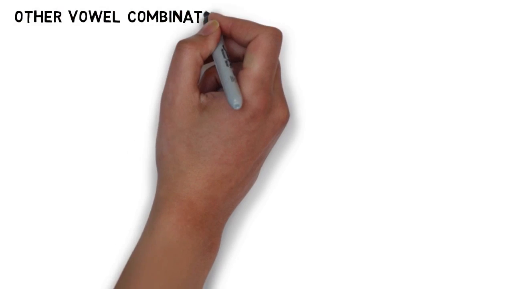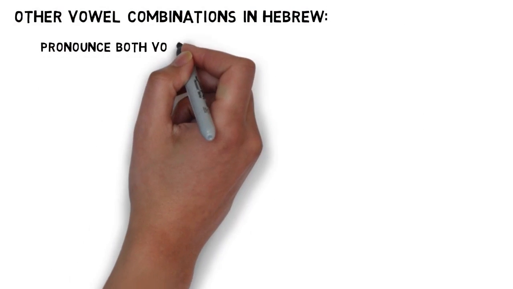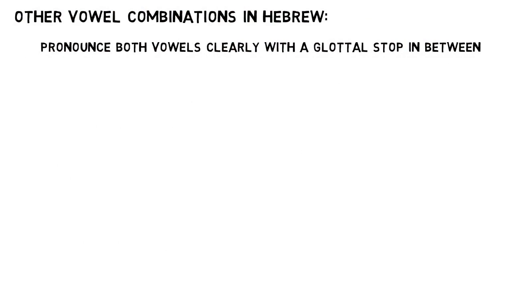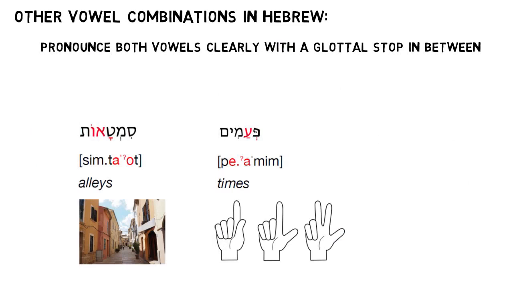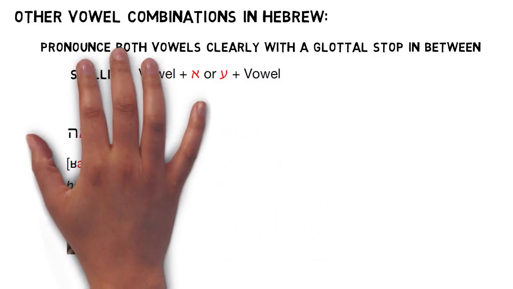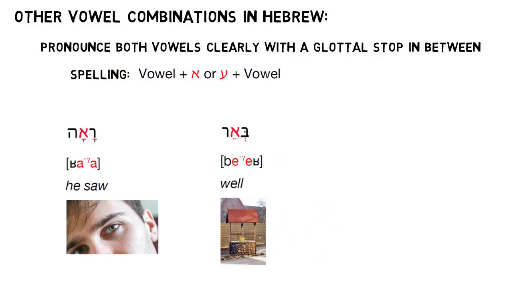Now, there are other vowel combinations. And in those cases, generally, all you're going to do is pronounce both vowels with a small glottal stop in between to help separate the two vowels. That gives you combinations like simtaot and pe'amim. In the Hebrew spelling, you can tell when you're going to use one of those glottal stops because you're going to see one of Hebrew's two silent letters. An aleph or an ain. Those letters basically function as placeholders for vowels, and so you'll generally hear a glottal stop whenever you see one of them with a vowel underneath. This even works when you have the same vowel twice in a row. As in ra'ah or be'er.